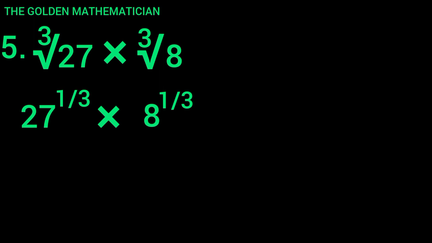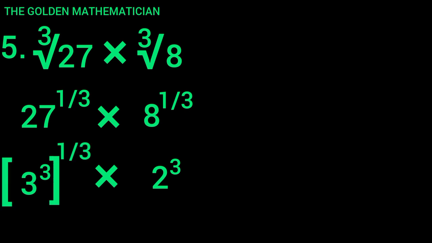The third and final method we can use to approach this question is saying 27 raised to the power of 1 over 3 multiplied by 8 raised to the power of 1 over 3. We all know that 27 is equal to 3 raised to the power of 3 and 8 is equal to 2 raised to the power of 3. True, right? So we can now say 3 raised to the power of 3 all raised to the power of 1 over 3 multiplied by 2 raised to the power of 3 all raised to the power of 1 over 3.